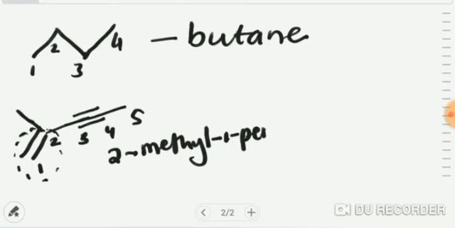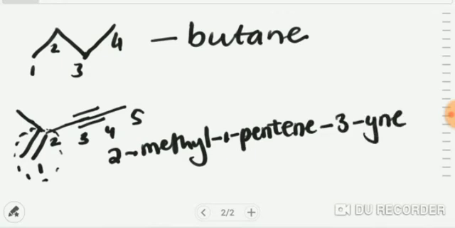So when naming these compounds, it's very important to be accurate. You have 2-methyl, in position number 1, you have a pentene. Position number 3, you have an alkyne, and therefore the name. So next, let's go to the next example.